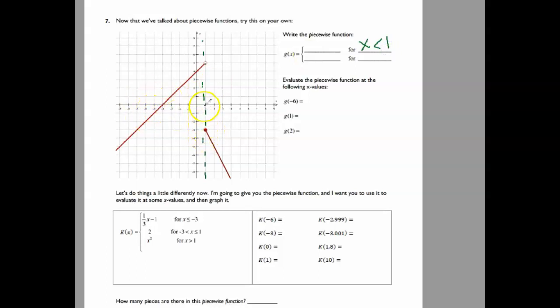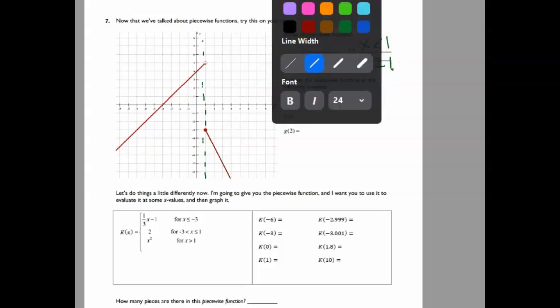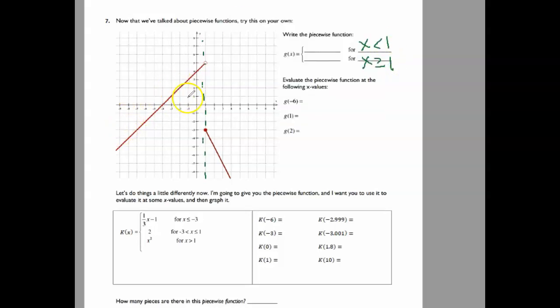What about the second part? It starts at 1 all the way to infinity. Should I include 1? Yes, it's a closed circle. So x is greater than or equal to 1. Are you good? All right, now let's come up with the equation.